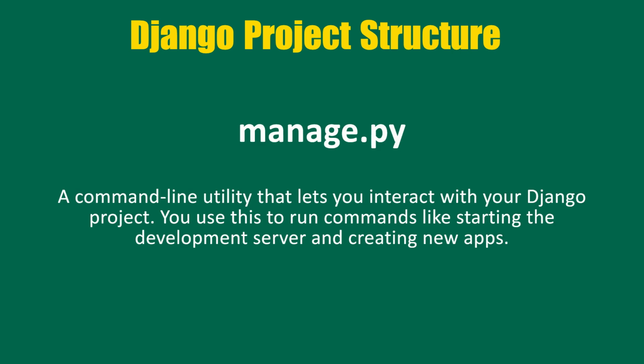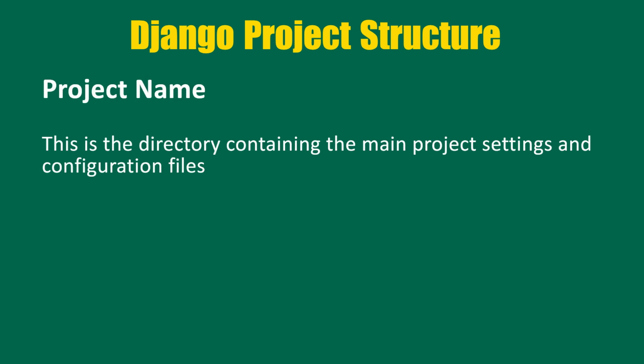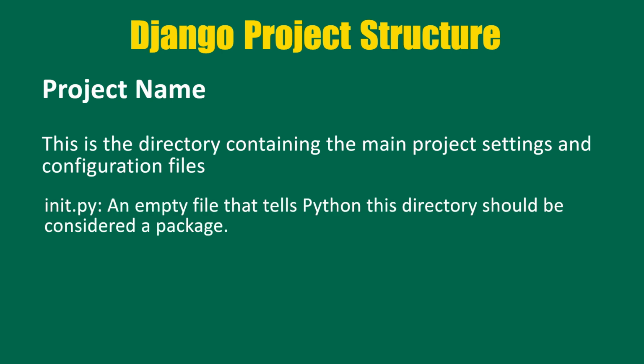manage.py, a command-line utility that lets you interact with your Django project. You use this to run commands like starting the development server and creating new apps. Project name, this is the directory containing the main project settings and configuration files. __init__.py, an empty file that tells Python this directory should be considered a package.